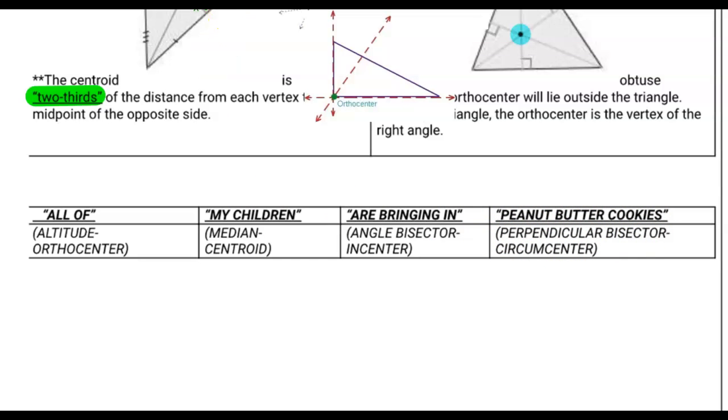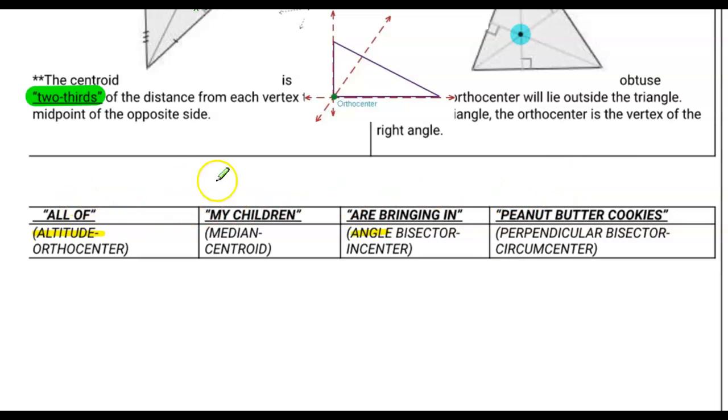The one tricky part about this, I would say there's probably only one tricky part, is that some of these things have the same letters, right? For example, altitude has the same letter as angle. So the way that I remember that angle bisector corresponds to incenter and altitude corresponds to orthocenter, I say all of my children, that's 2, and that's 2, and then are bringing in, there's 3 words here, peanut butter cookies, there's 3 words here.